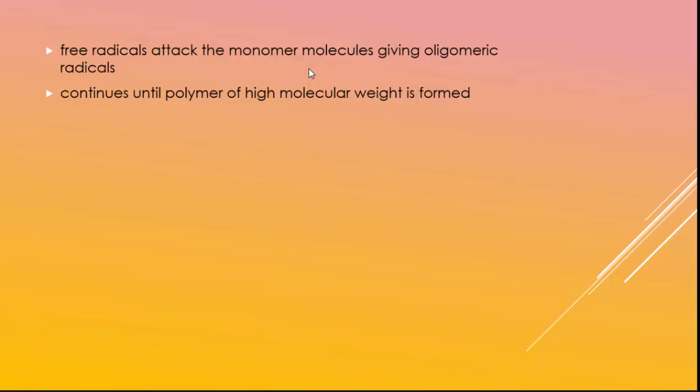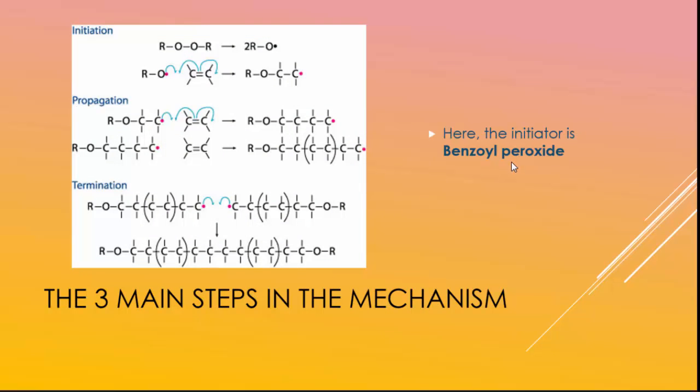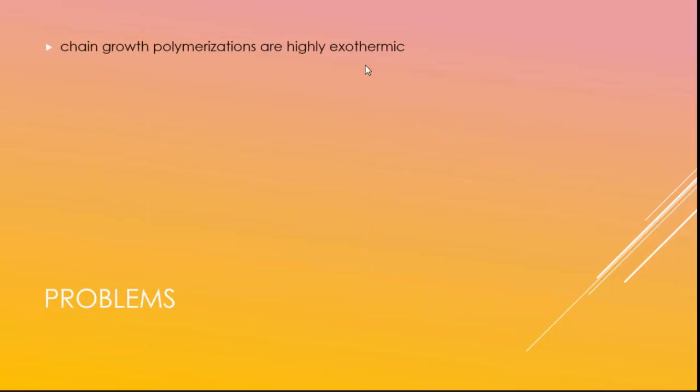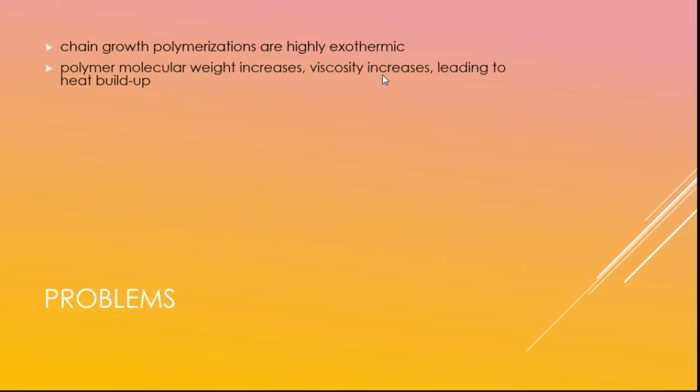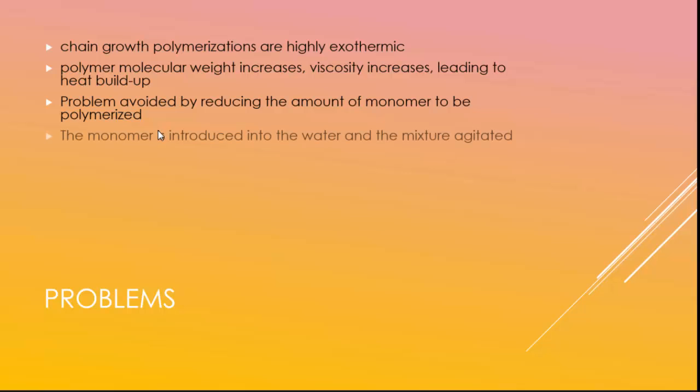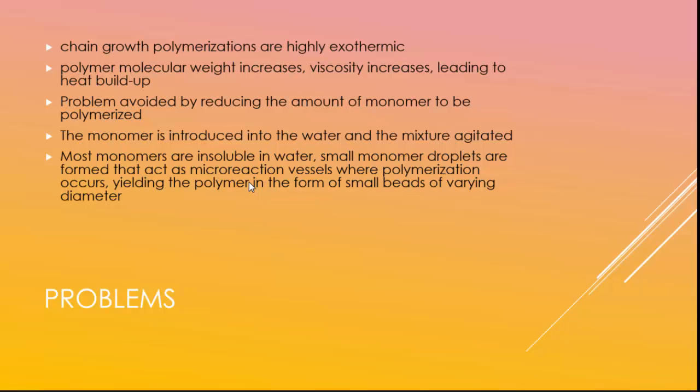Many chain growth propagation reactions are highly exothermic processes, and as the polymer molecular weight increases, the viscosity increases because of the increment in the van der Waals forces of attraction, and this leads to heat buildup, making it very difficult to control the reaction. But we can avoid this by reducing the amount of monomer to be polymerized, which can be accomplished by polymerization of the monomer while suspended in a dispersion medium. This dispersion medium is normally water, and hence this is called suspension polymerization.